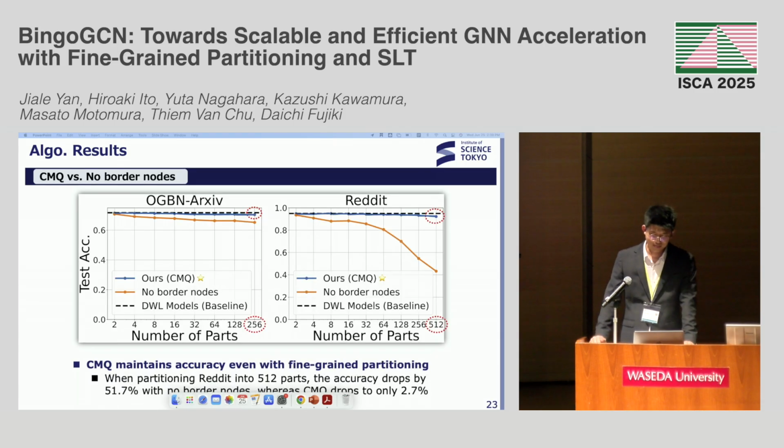We just saw CMQ outperforms random sampling at low sampling ratios. Now, under extreme partitioning, like when we divide it into 512 parts, what will happen? Removing border nodes will cause a massive accuracy drop, over 50%. But our CMQ keeps the drop to just 2.7% by effectively approximating the inter-part messages.